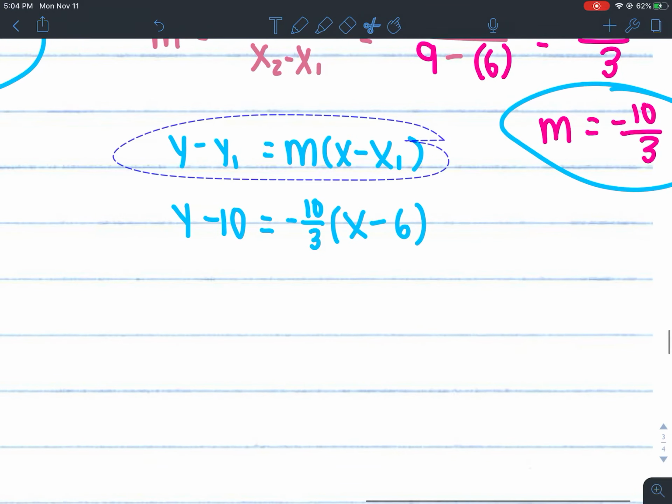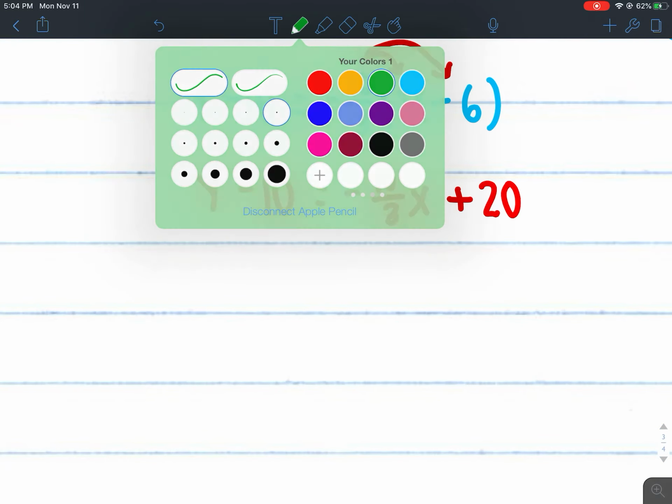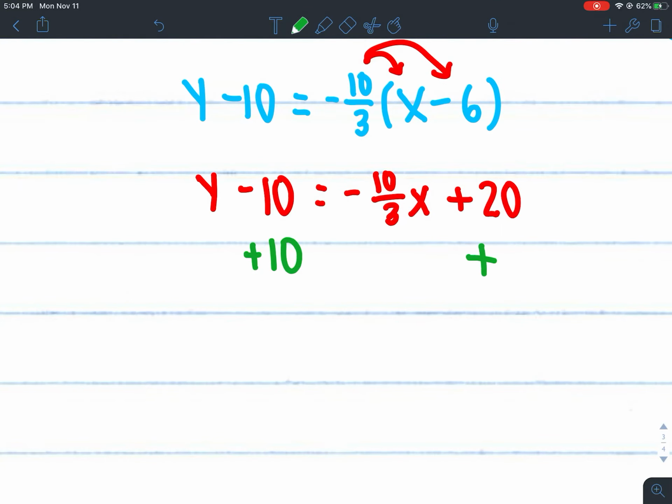Move this up a little bit. Okay, first step, distribute. Again, so now we're just doing the same thing we have been. We're going to distribute. Negative 10/3 x. Negative 10/3 times negative 6 is going to give us positive 20. Double check that one more time. Negative 10/3 times negative 6 is positive 20. Okay, next step here, I'm going to get y by itself, so add 10 to both sides.